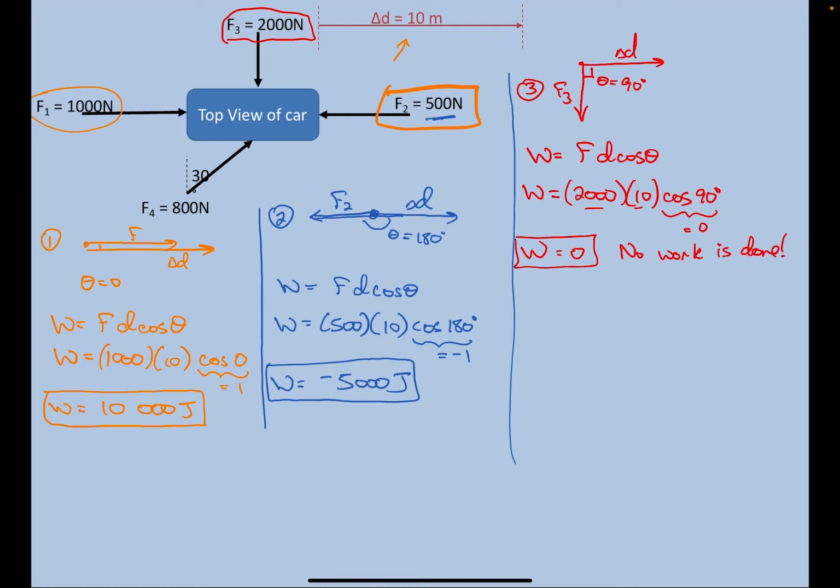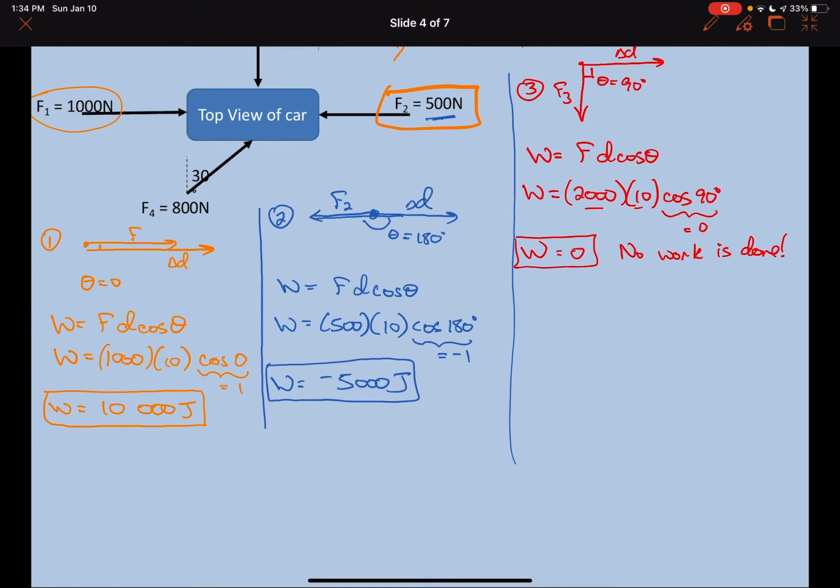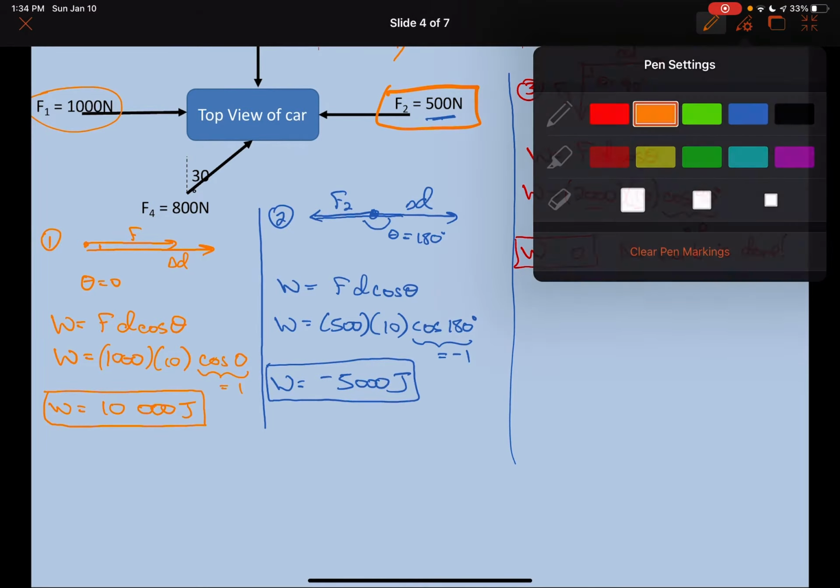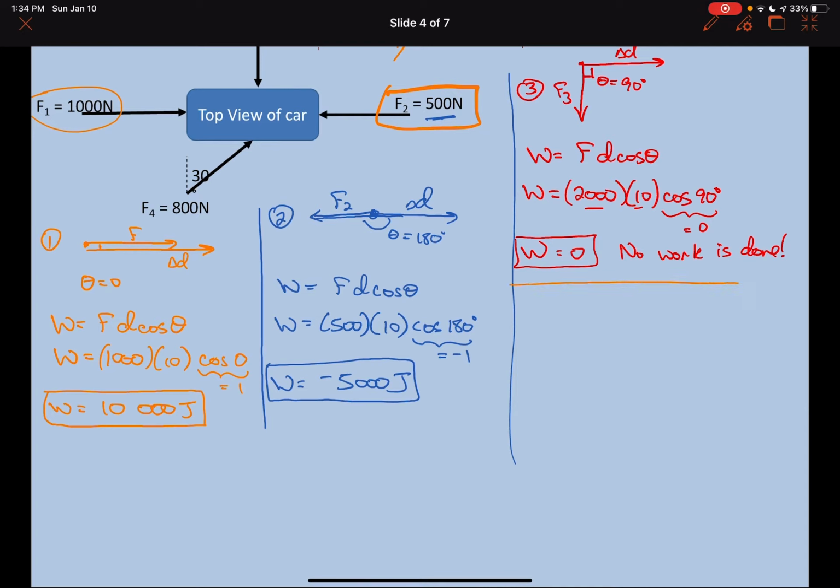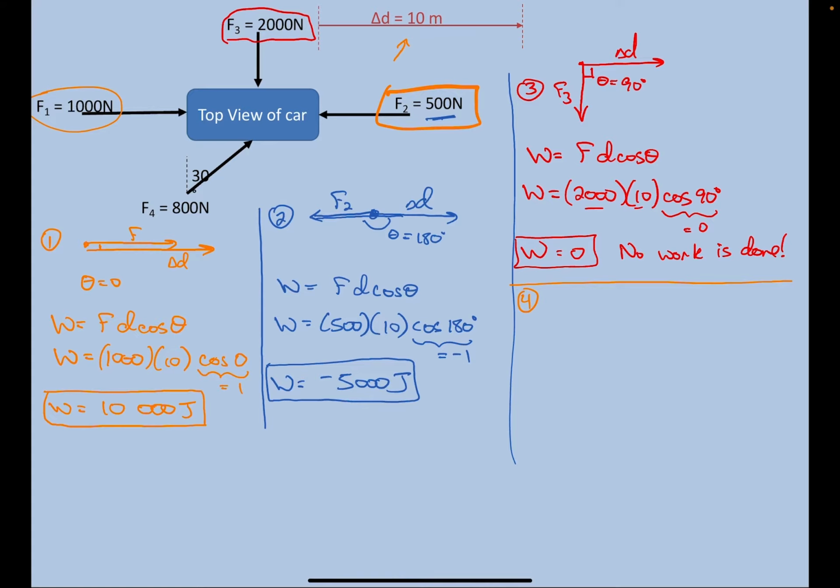We'll put an exclamation mark. And let's see, we'll go back to orange for this last one. Student number 4, where are they? Oh yeah, they're over here. So student number 4, the force is kind of coming up this way. Let's just keep in mind the dotted line here, our 30 degrees is out there. There's our force, force 4. But remember, the displacement is this way. The angle between them is not 30 degrees. The angle between them is actually this 60 degrees.